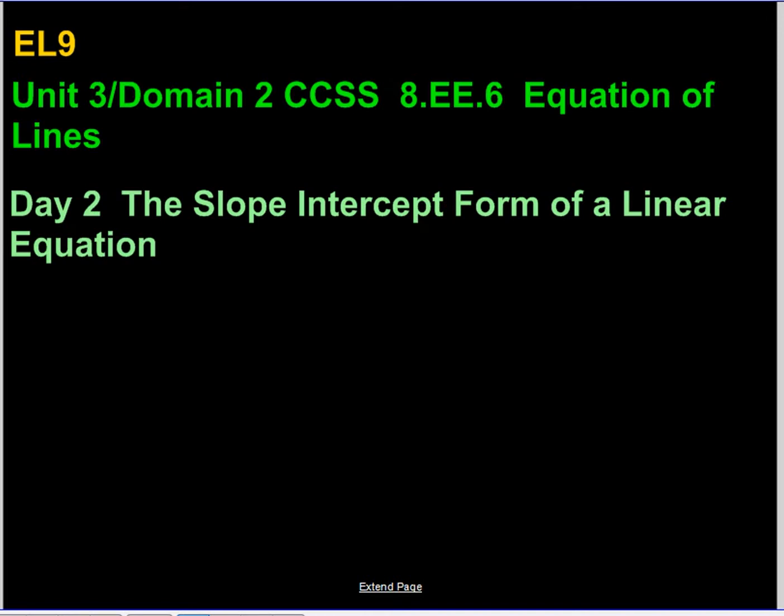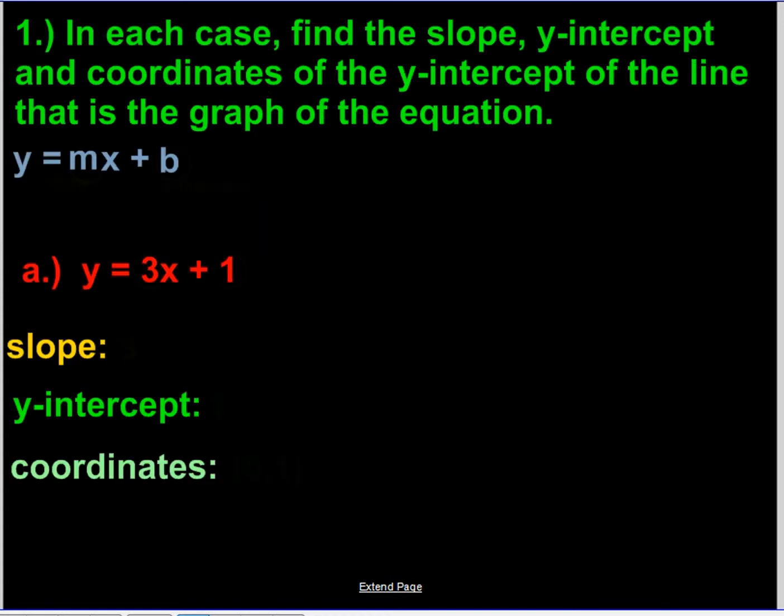Tonight's homework is EL9, the slope-intercept form of a linear equation, and this is day 2 of working with these equations. Start by taking a look at number 1a. Number 1 asks, in each case, find the slope, the y-intercept, and the coordinates of the y-intercept of the line that is the graph of the equation. So we'll start by taking a look at what exactly the y-intercept is.